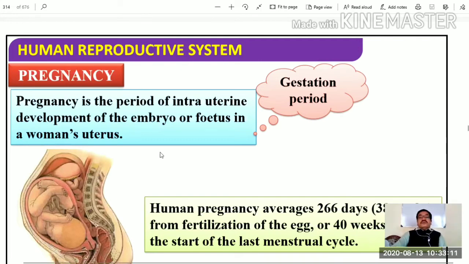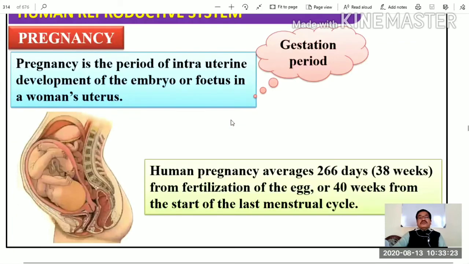This period is called the gestation period. Gestation period is just like a guest: a guest comes for some time, temporarily, and then goes. The embryo also develops temporarily, and then there is a birth. So that is called the gestation period.